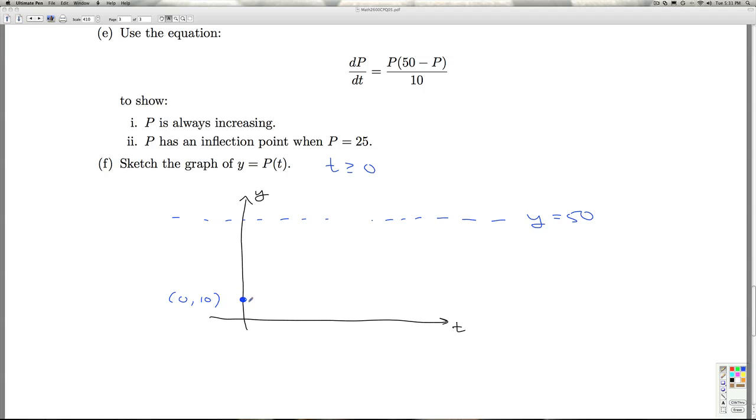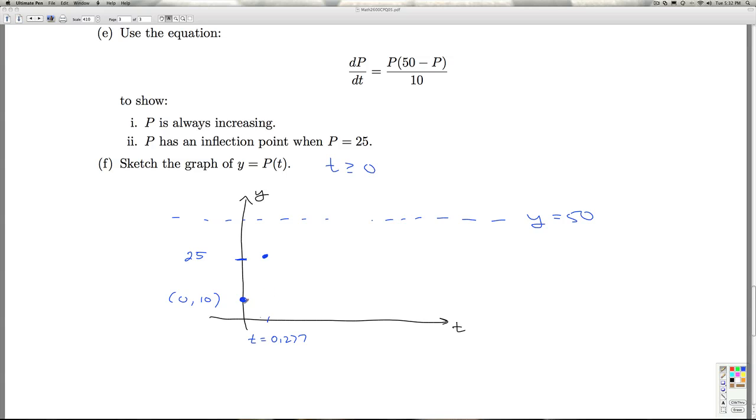I also know that p always lives between 0 and 50, so everything's happening in here. I know that at 25 I have an inflection point. And I know that happens very early on, like at 0.27, so that the scale is going to be exaggerated here. So the t-scale is going to be skewed. Let's go ahead and mark that.